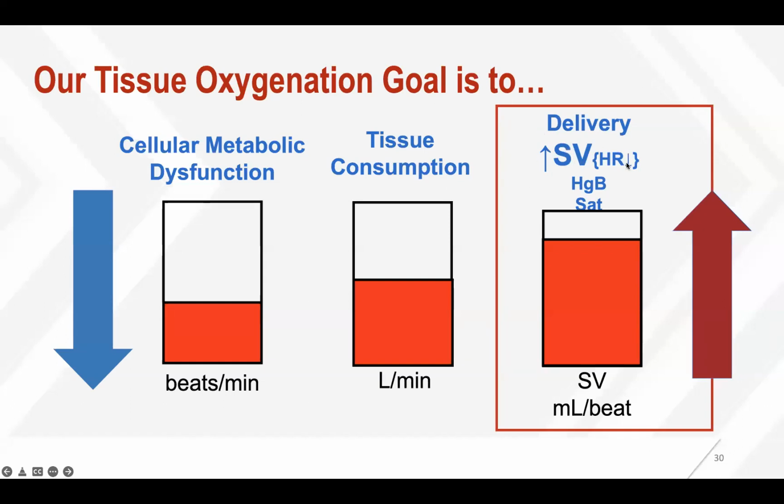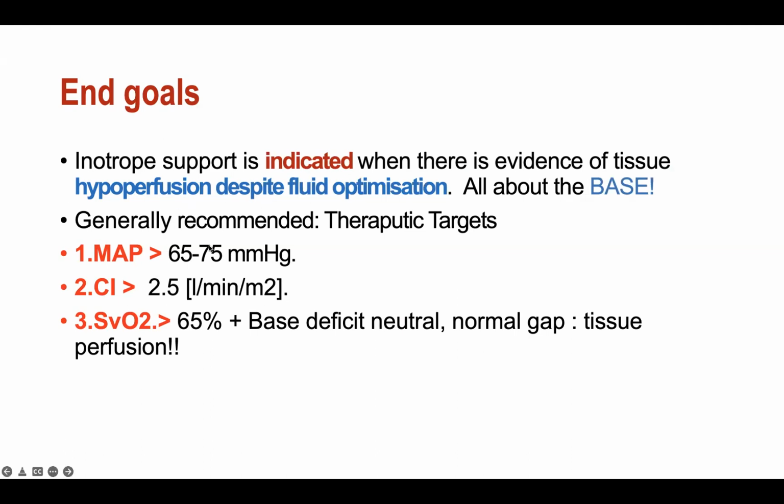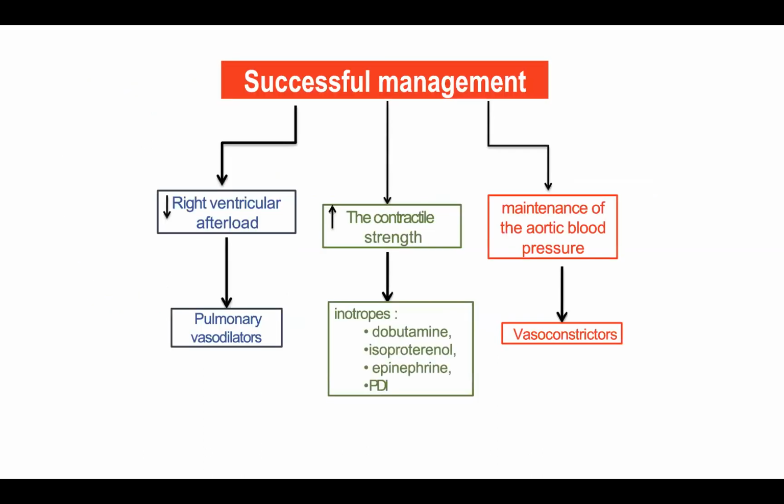Increase your stroke volume, hopefully the heart rate goes down. As we increase your stroke volume, you have adequate hemoglobin and adequate SAT greater than 88%, you're going to have an appropriate delivery of oxygen, and that's going to help decrease your cellular metabolic dysfunction. Because quite honestly, shock is always about cellular metabolic dysfunction. So our end goals, remember, for me, it's all about the base, right? I want to get your MAP to 65 to 75, your index, if that's what I'm looking at, greater than 2.5, your SVO2 to 65%, but you must not have a base deficit. You must have a normal gap. You must normalize your bicarb, because those are the indicators for tissue perfusion.